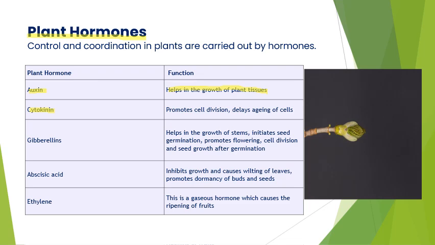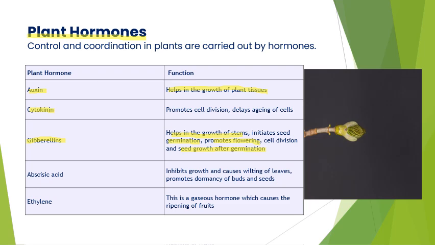This is followed by the next hormone, gibberellin. Gibberellin is mainly present in higher plants as well as in fungi. What is its function? It is helpful for the growth of the stem, helps initiate seed germination, and also promotes flowering and cell division. It is also helpful for cell division and seed growth after germination. That is the major function of gibberellin.